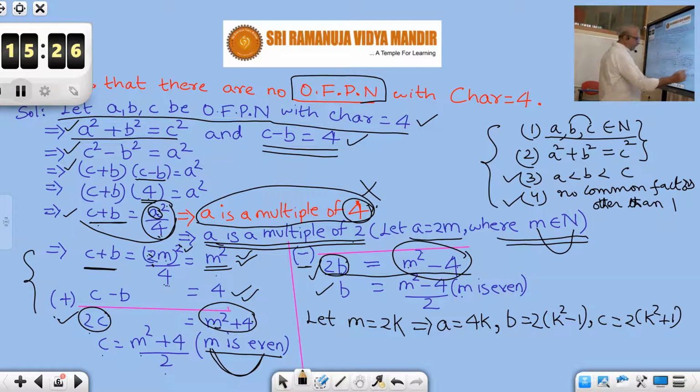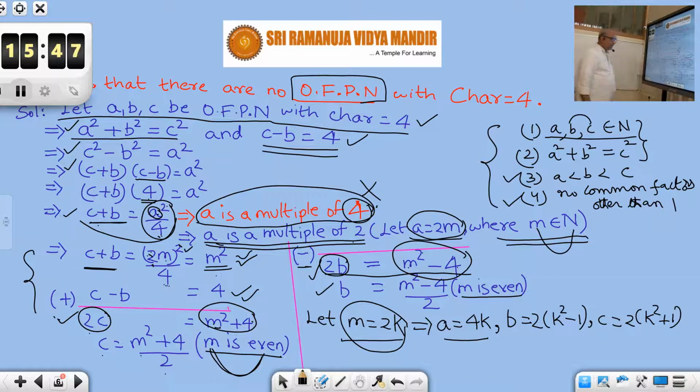Now because m is even, let us take m as 2k. Then what about a? A is 2m here and m is 2k. Therefore, a is equal to 4k. Next, b is equal to (m square minus 4) by 2, and m is 2k, is it not? If you put m is equal to 2k here, 2k whole square, (4k square minus 4) by 2, 2k square minus 2, 2 common, 2 into (k square minus 1).